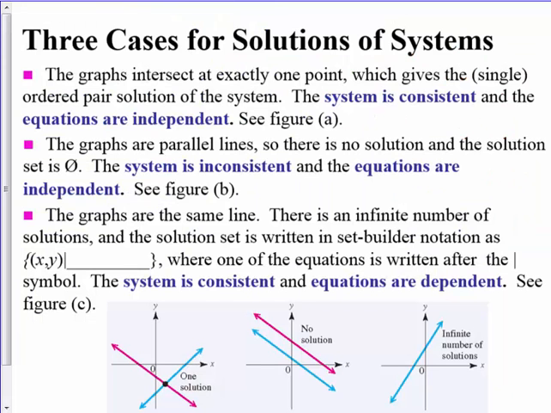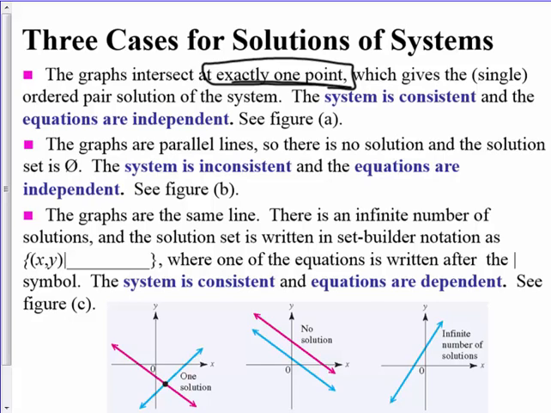So we have the three cases for solutions. One solution where they cross, no solution where they don't cross, when we have parallel lines and they don't intersect, and then infinitely many where it's the same line.